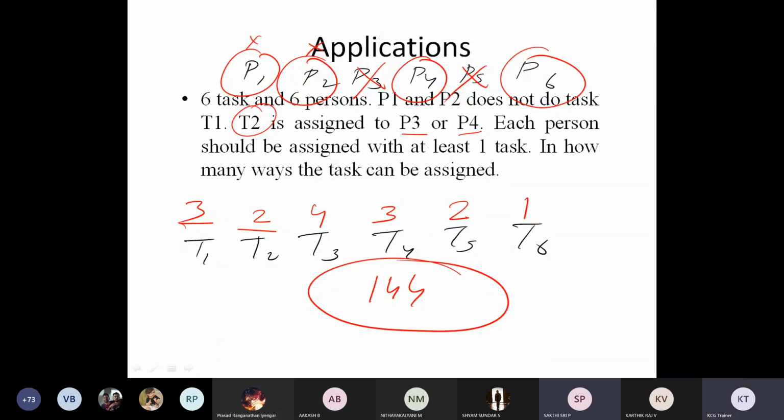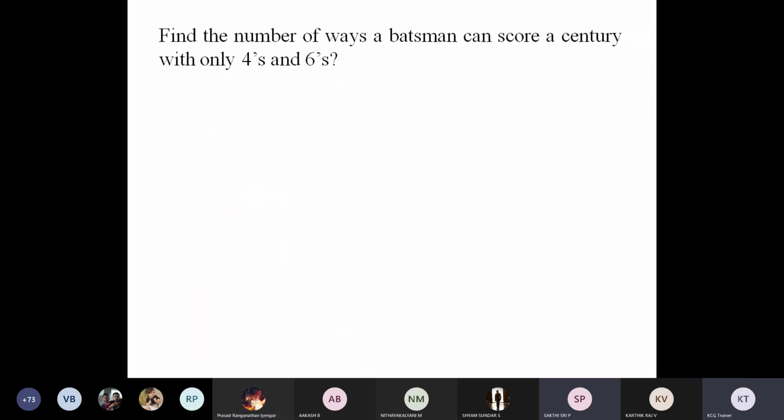Yes, sir. Done. Next question. Very, very important. Last 5 years, most repeated question. Find the number of ways a batsman can score a century with only 4s and 6s. A batsman should make 100 runs exactly, but only including 4s and 6s. One example I'll give you. If I score 1 four, the remaining 96 runs I can do with 16 sixes. Is it possible? Yes or no?